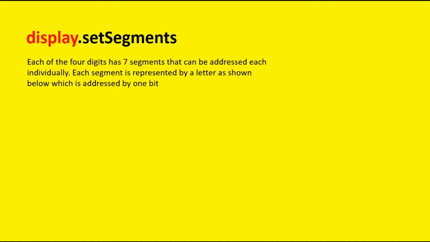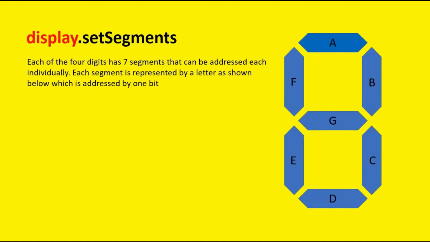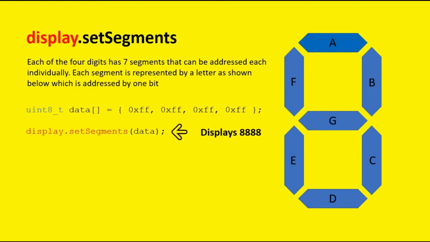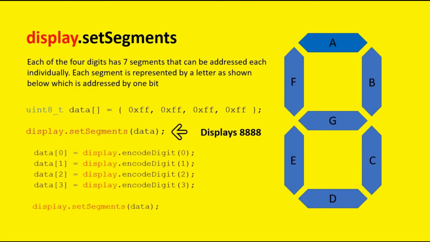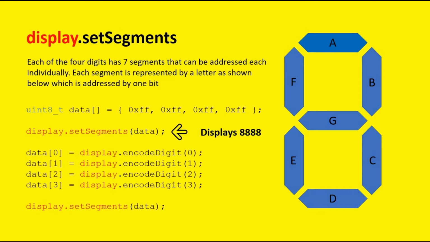Set segments function allows us to control individual segments of each digit. Each segment is addressed by 1 bit. To tell those bits apart, we have letter representation of each one. To see all 4 digits of the display, we need to pass to set segments function the array of 4 bytes, each byte controlling different digit. We can do it by explicitly providing the binary values, like in this example, or we can use encode digit function to convert decimal values into the binary ones.